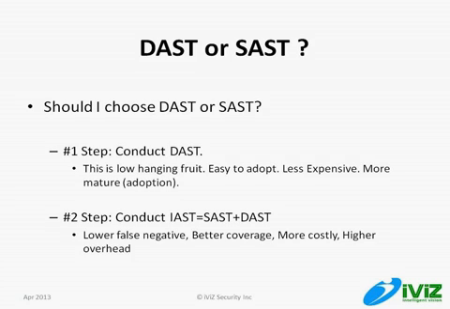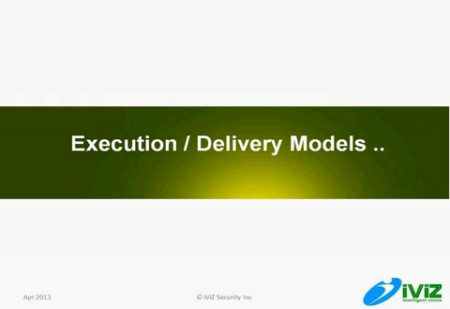And the next step, which is the ideal state, is interactive application security testing, which is the combination of SAST and DAST. The advantage of that combination is that it has got lower false negatives. You will not miss as many vulnerabilities as you will miss in conducting either SAST or DAST separately. It has got better coverage. Of course, it's more costly, and it has got higher overhead.